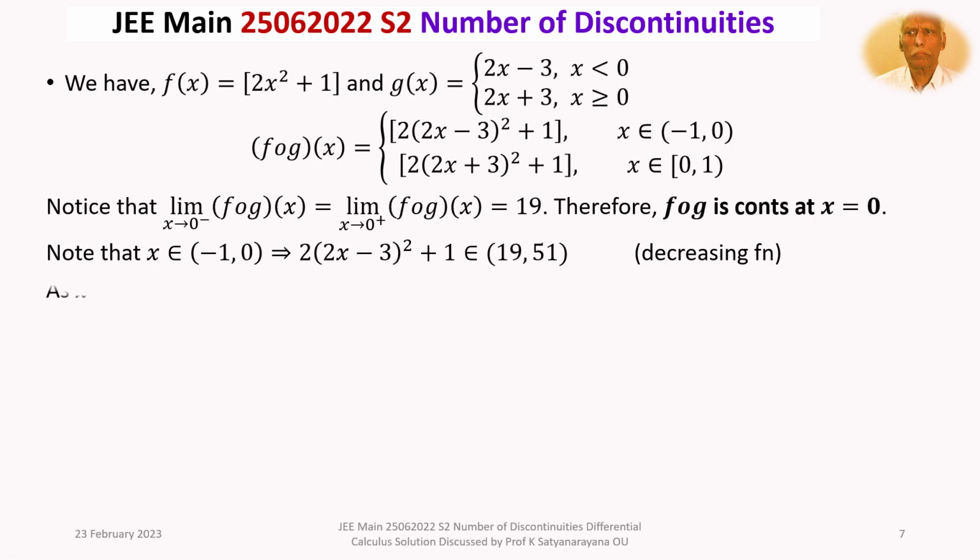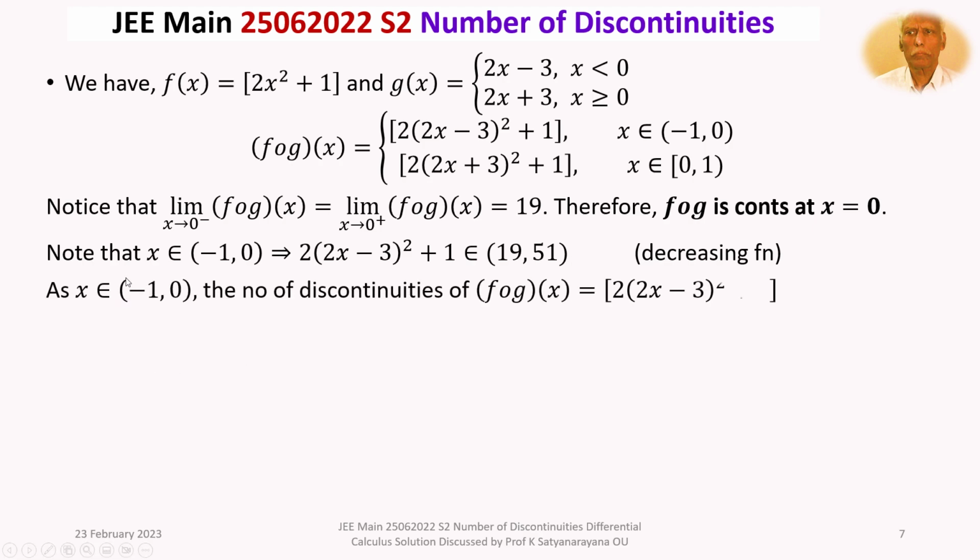Agreed. So as x belongs to the open interval -1 to 0, the number of discontinuities of f composed g of x in the first branch is equal to the number of integers in the open interval 19 to 51. 19 is not taken, 51 is not taken. The integers in between are 31 in number. Why? Because the bracket function is discontinuous at integral values. So we count the integers in this.